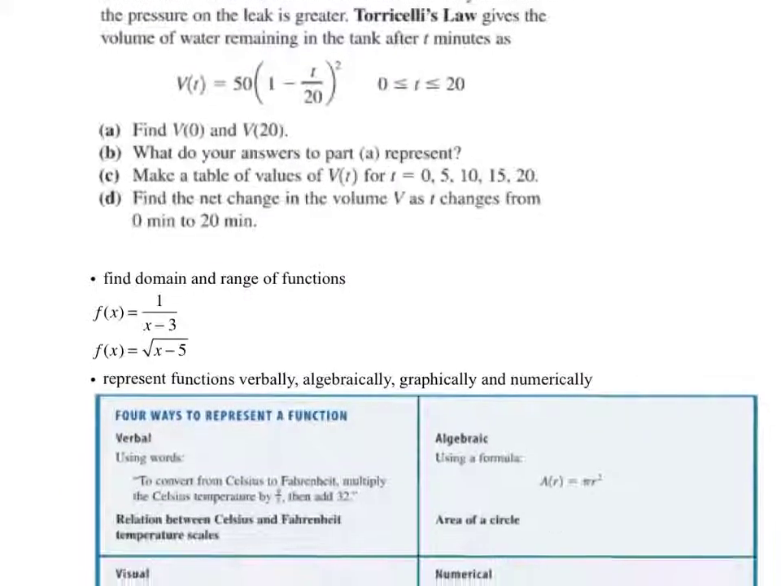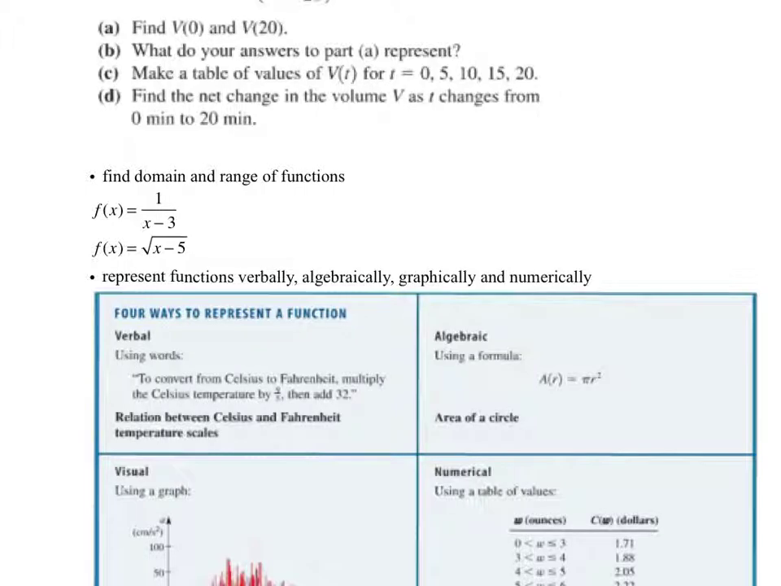For finding the domain and the range of these functions, here the domain is going to be, for this function, all the x's that are not equal to 3. So all real numbers except 3. So x cannot equal 3. But x can be any other real number, because when x is 3, the denominator is 0.